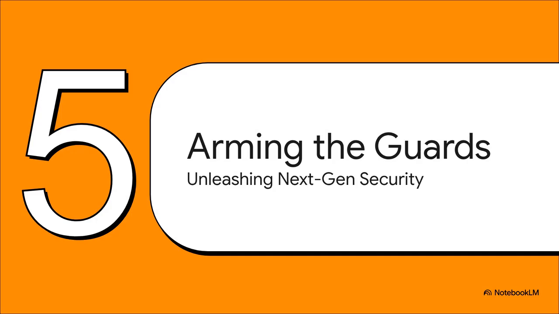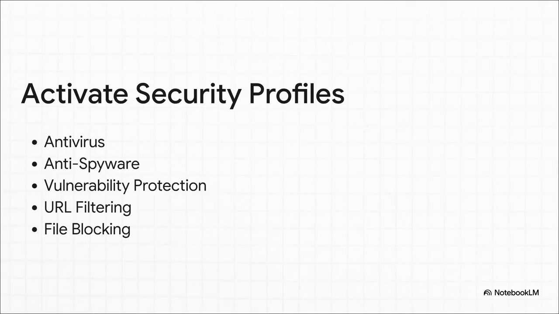Okay, this is where things get really cool. Our fortress has walls, it has a map, and it has rules for traffic. But right now it's a pretty passive defense. It's time for the best part, arming the guards. This is where we turn on those true next-generation security features. And we do this by attaching what are called security profiles right onto that allow rule we just made.